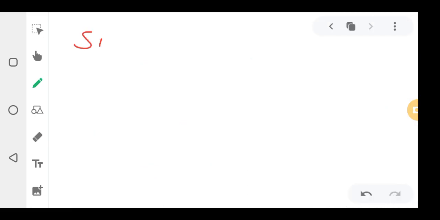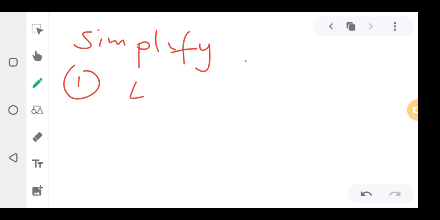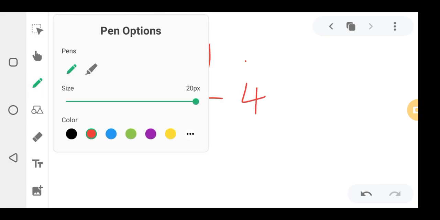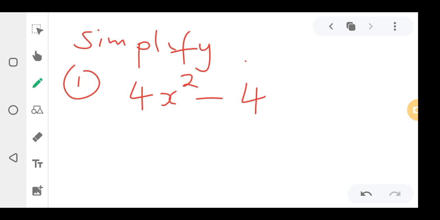So sometimes I can tell you simplify. Simplify. The first question is 4x squared minus 4. How do you simplify such a thing? Whenever you see this, it's also a difference of two squares.